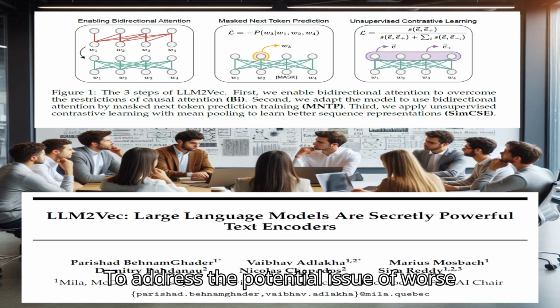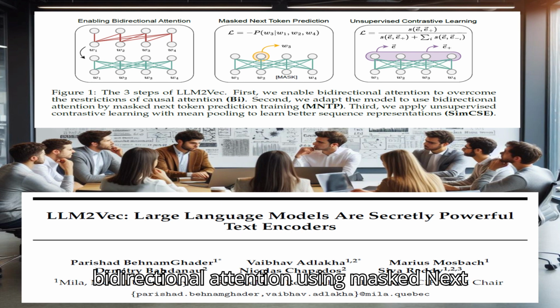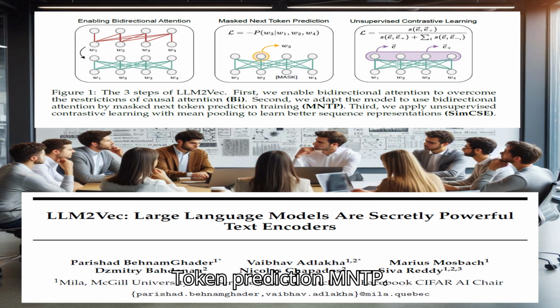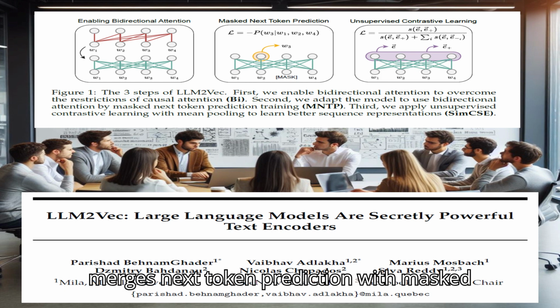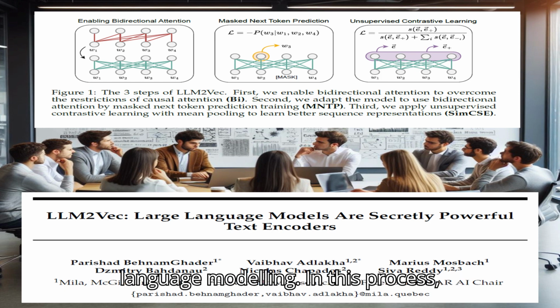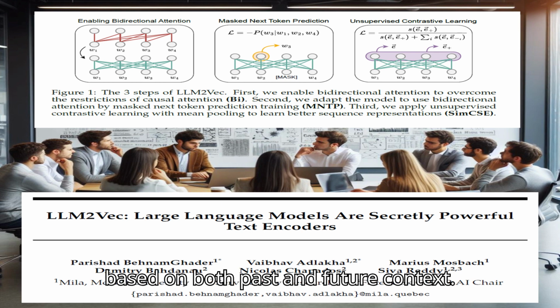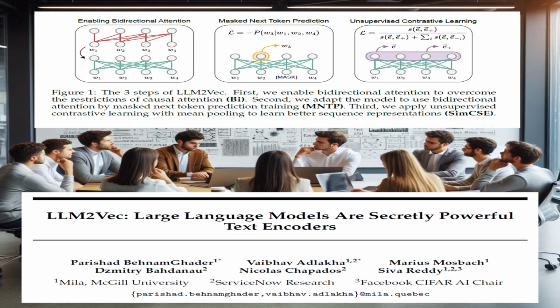2. Masked Next Token Prediction, MNTP. To address the potential issue of worse representations, the authors propose a strategy to adapt the model to its bidirectional attention using Masked Next Token Prediction, MNTP. MNTP is a new training objective that merges next token prediction with masked language modeling. In this process, a portion of the input tokens is initially masked. The model is then trained to predict these masked tokens based on both past and future context.